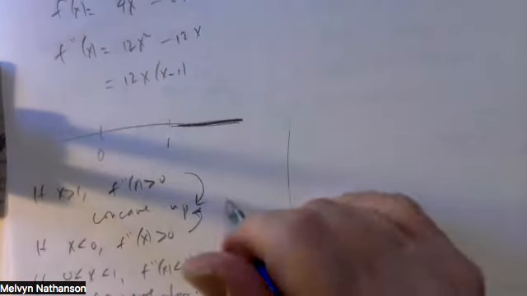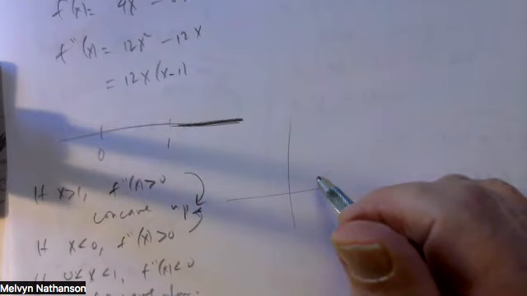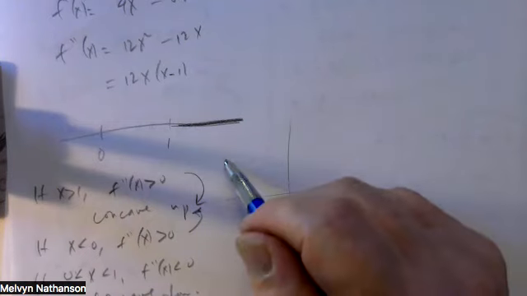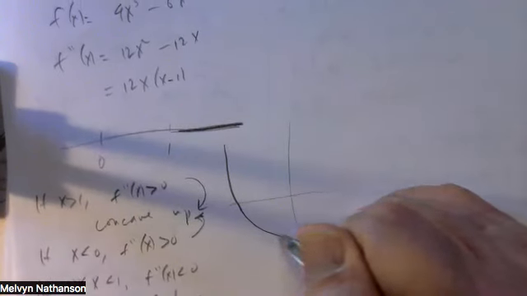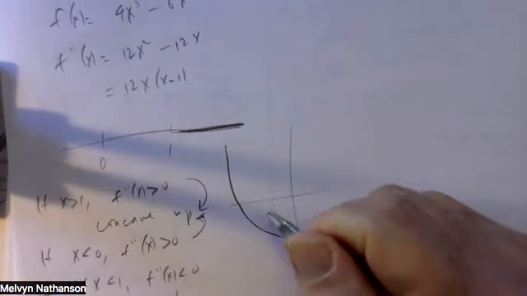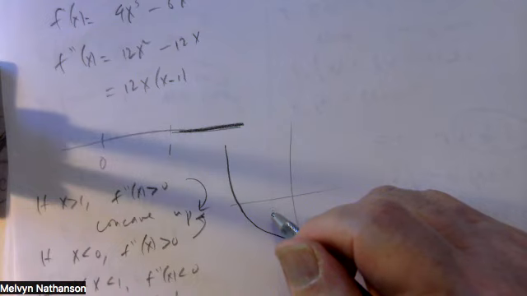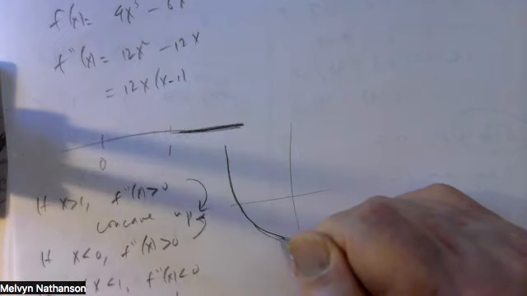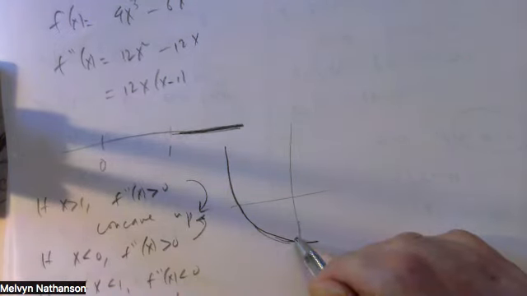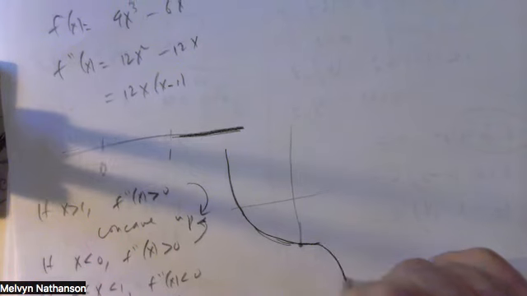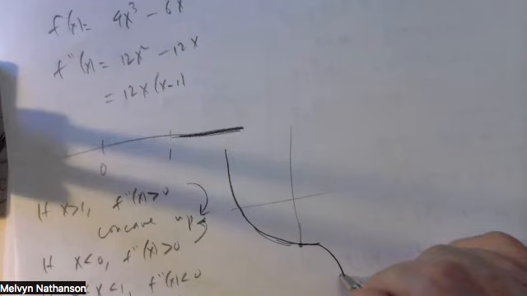So this curve, it's concave up. Let's see, for x less than 0, it's concave up. At x equals 0, it becomes concave down. And at x bigger than 1, it's concave up again.